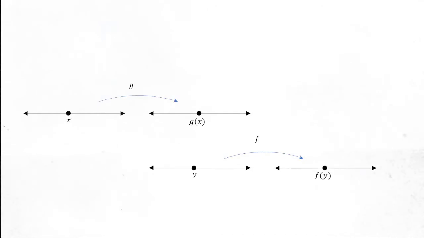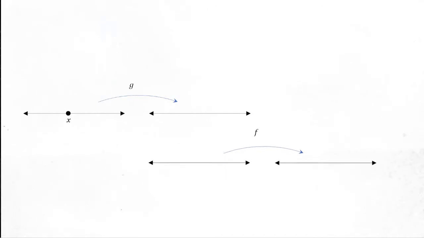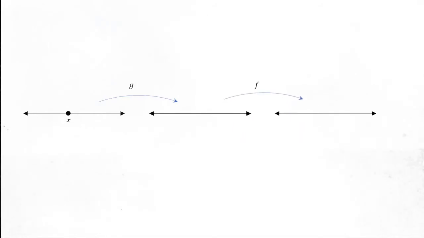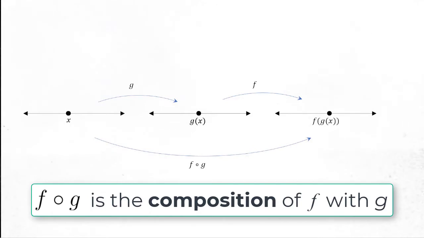Now what we're going to do is we're going to put these two functions together. All right, so let's combine them. We're going to make the domain of f align with the range of g. So let's see what happens. If I take a number x and evaluate g at x, I get g of x. And now I'm going to plug that into f. So I'm going to evaluate f at g of x. And I get a new number called f of g of x. This transformation that took x to f of g of x, we call that the composition of f of g. And we denote it like this, f circle g.